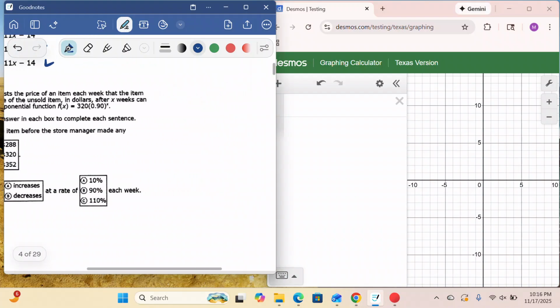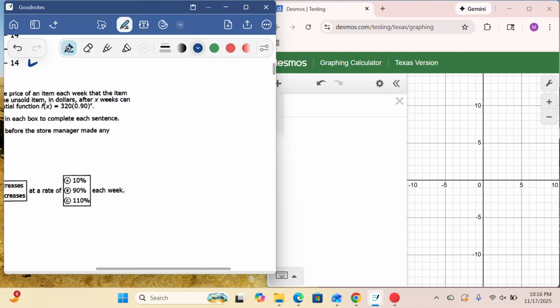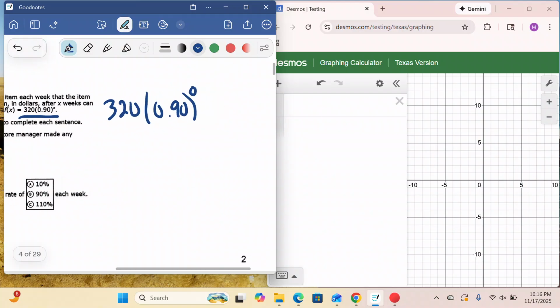The way I can get two answers on this one is I look at this equation right here, 320, and I'm going to put x as the number of weeks, so I want to find out what the value is at 0 weeks. And why am I going to find out 0? Because this is my initial price at 0 weeks.